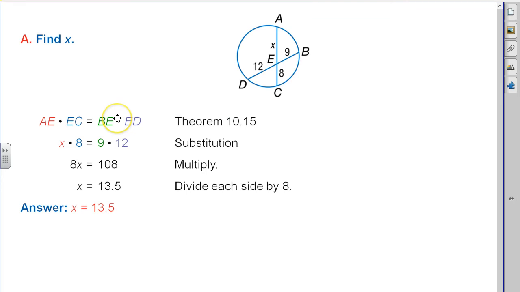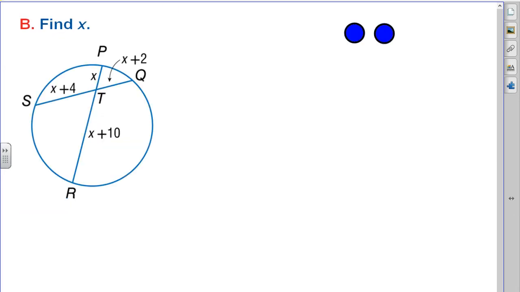Here's a simple example from the book's PowerPoint. I'm trying to solve for x. So x times 8 equals 9 times 12. Then 8x equals 108, and x is 13.5. That's it, nice and easy. Or they get a little more complicated with an example like this. Here's the more complicated example. Basically, you'll have a question pop up to answer, and then we'll go through it.